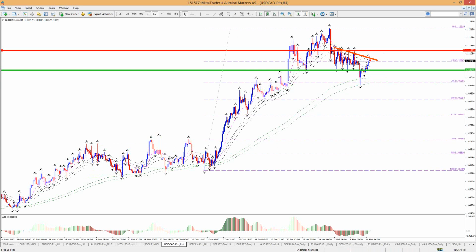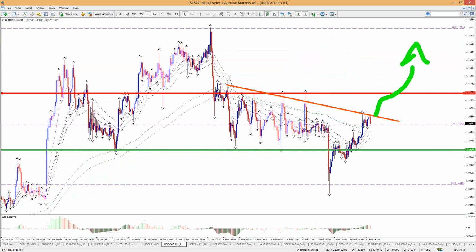And the confirmation of that would be a break above orange and red. So this looks like a clear CAD weakness continuation potential if we break orange and red. And I like that. That looks probably one of the better ones so far, of what we've looked at together so far.